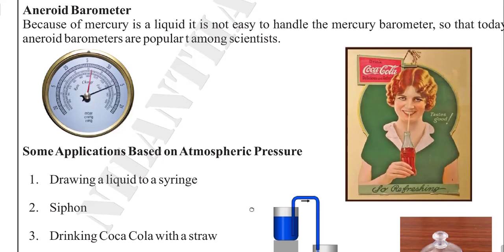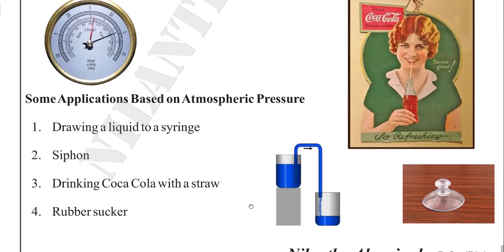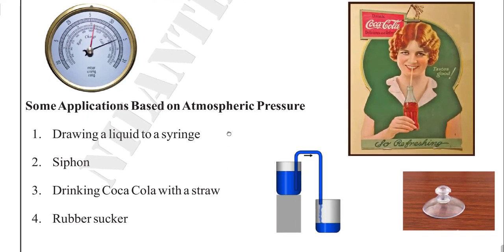And some applications based on atmospheric pressure. Right? What are the things, children? Drinking a liquid, right? Drawing a liquid into a syringe. You can understand from the syringe, children, we make low pressure inside the syringe and get a siphon effect. From the upper place, we take the liquid like that. And drinking Coca-Cola with a straw, right? We make a low pressure inside the mouth, and atmospheric pressure comes in there.